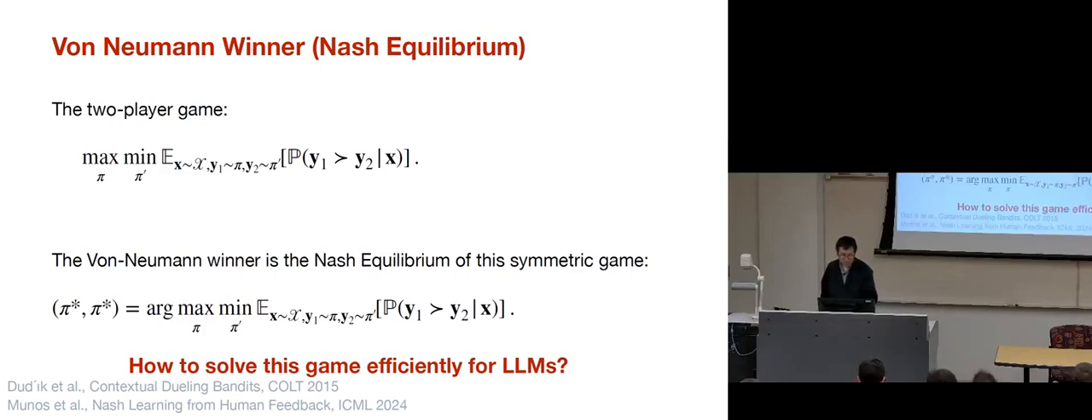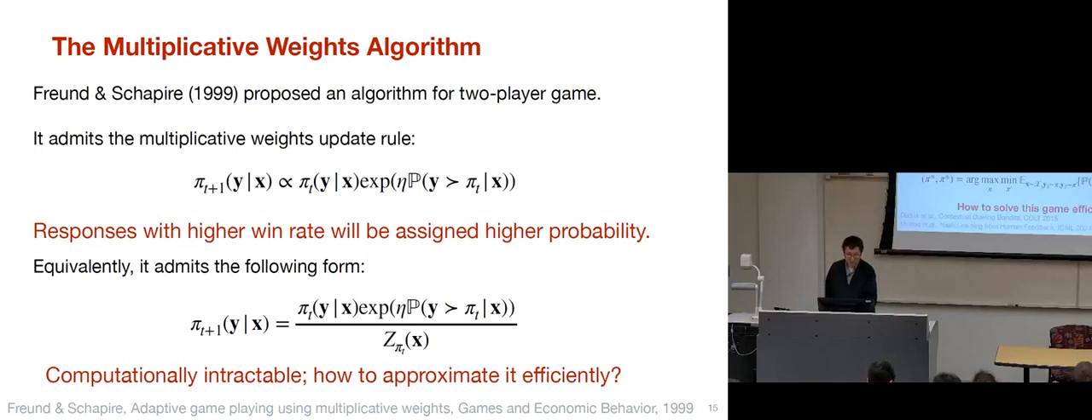So then the remaining question is how to solve this problem. This is a very widely studied problem. And there exists an algorithm proposed by Freund and Schapire in 1999. They proposed this multiplicative weights algorithm. And you can see that this is an iterative algorithm starting from some initial policy, for example, pi 0 of y given x. And in every iteration, it will update this policy by multiplying by this exponential function to the power of eta times this probability, and then get the new policy pi t plus 1.